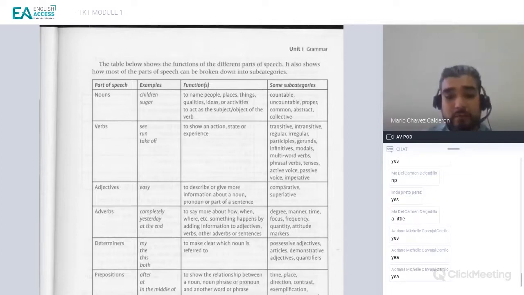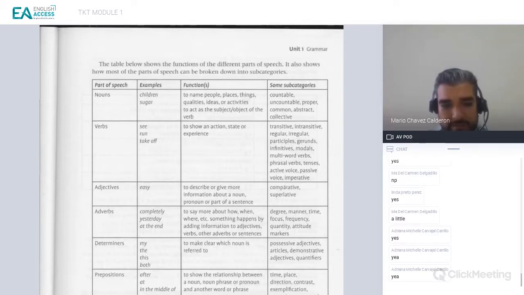In the verbs, for example, it also talks about the gerunds, the infinitive, the modal verbs, multi-word verbs. These are verbs that are made by more than one word, for example, looking forward to or listen to. Phrasal verbs, active and passive voice, imperative. What else? Adverbs: when it says adverbs, it talks about attitude markers. I mean, the attitude: nicely, right? Badly, rudely, right?